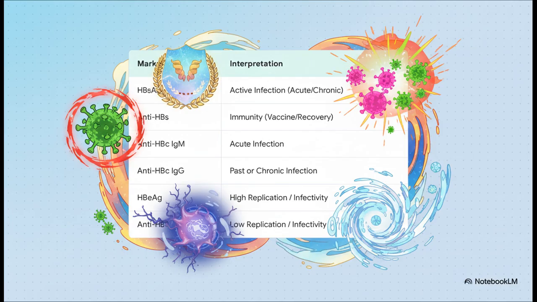HBsAg, the surface antigen, means the virus is actively there. You have an infection. Anti-HBs, the antibody to the surface antigen, means you're immune, either from a vaccine or recovery. Now, the core antibody, anti-HBc, tells you about timing.